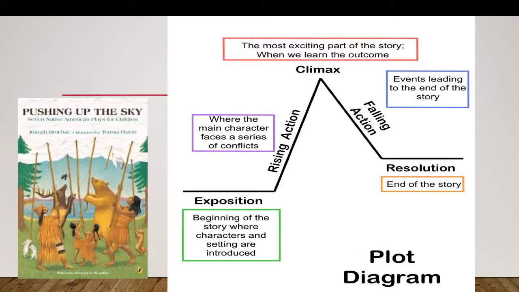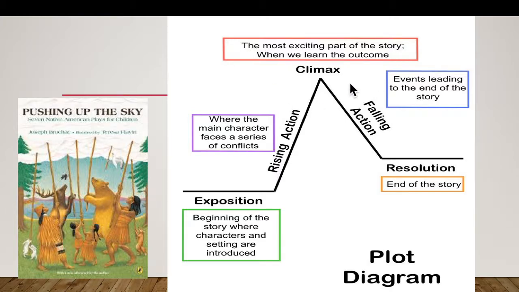Now, do you remember the story Pushing Up the Sky? Well, in the exposition, we would say that the characters were Snohomish people and they lived in the west part of the USA. Do you remember? Now, rising action. What was the problem in the story? The problem was that the sky was too close to the ground. And what did the characters do to solve the problem? The seven chiefs gathered together and they thought of a plan. They thought that if they worked together with animals, they would push up the sky. But when they started pushing up the sky, it didn't work.